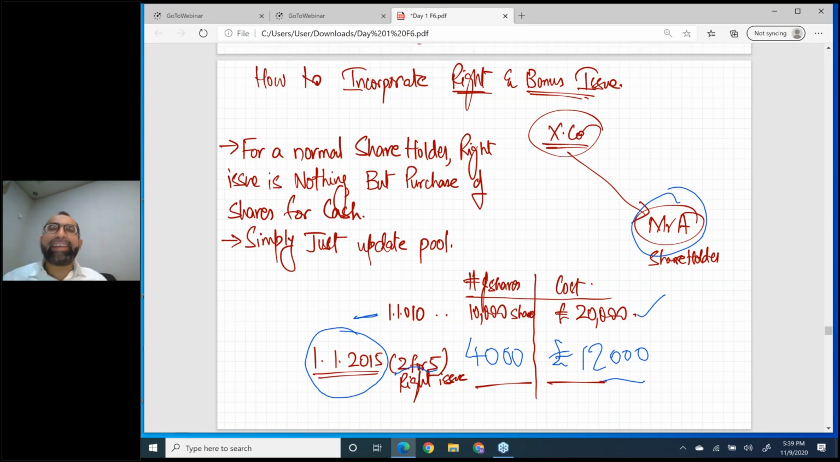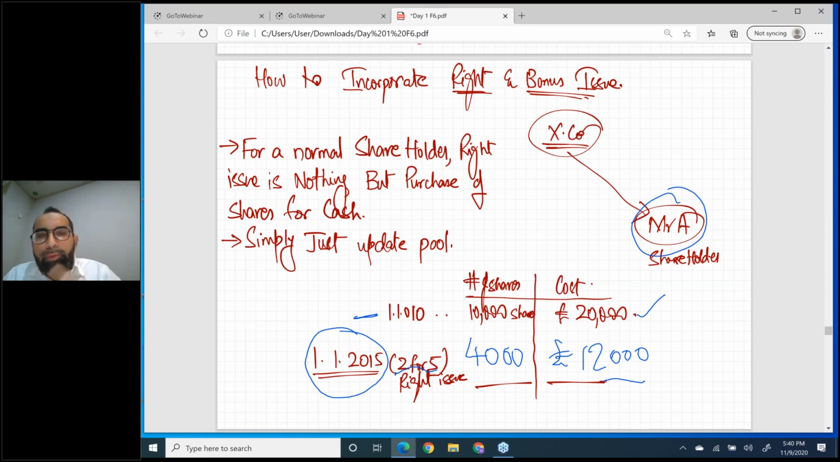So don't forget, a rights issue is an issue with money, you have to buy it. In case of a rights issue, you have to update both columns: the number of shares column plus the cost column.